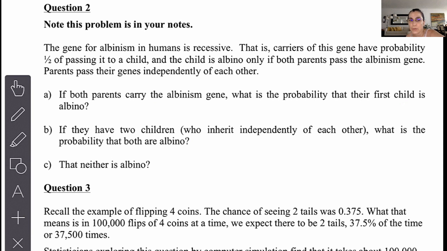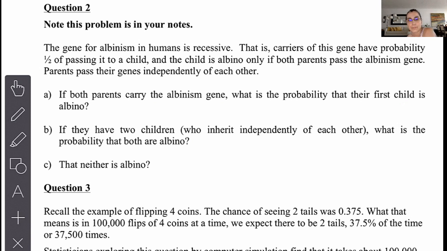I want to start with the bin problem. I'm just going to do one, and then I'm going to move into the sampling distribution of a statistic.